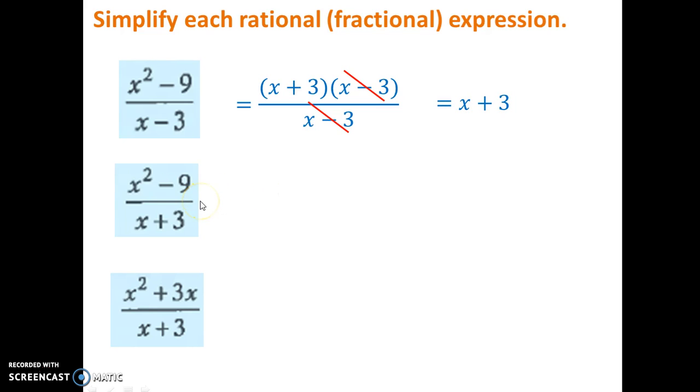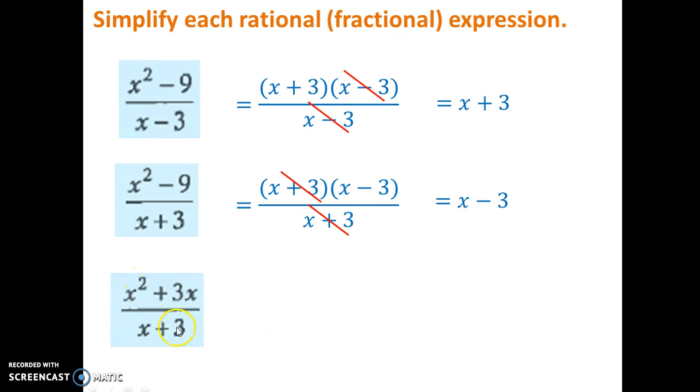Try the next one using the same approach. Hopefully you notice that one is exactly like the upper one. We have a difference of squares, which factors into this. But on the bottom now we have x plus 3. So it's just the opposite factor there. And this time the x plus 3 and the x plus 3 will cancel. And we're left with x minus 3.